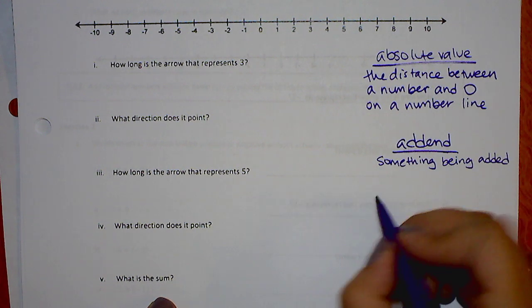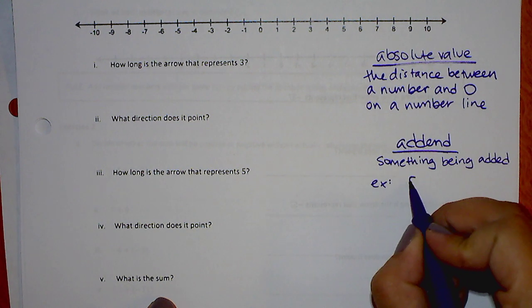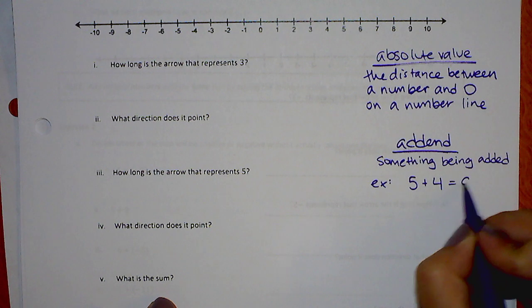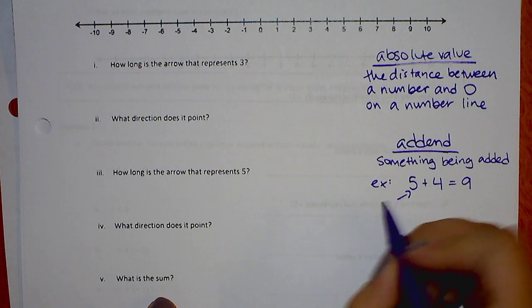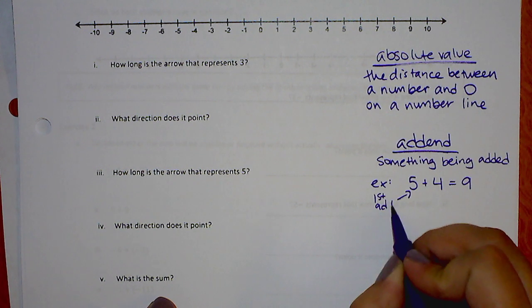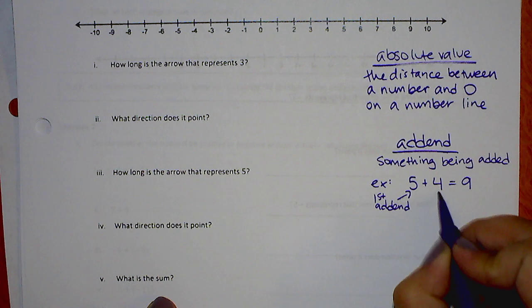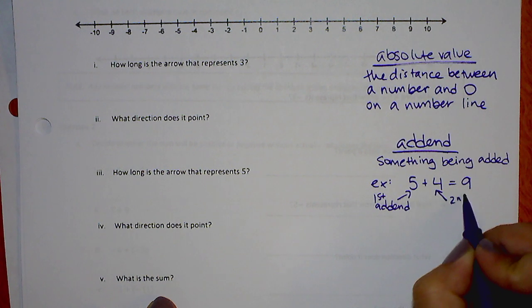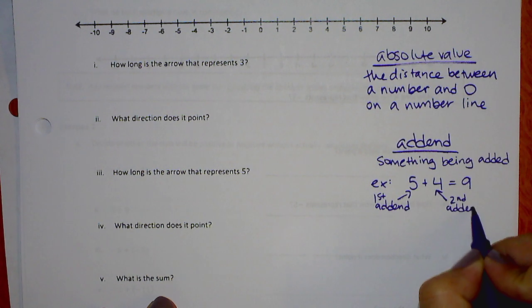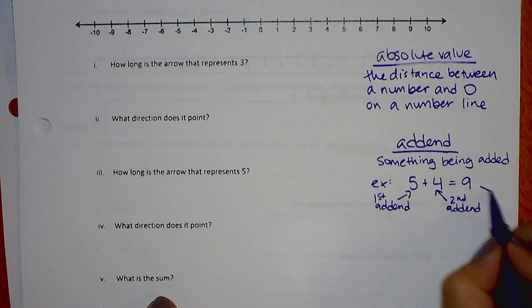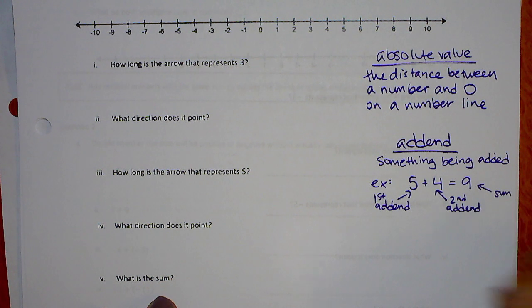For example, if I'm saying 5 plus 4 equals 9, this is my first addend, 5. And this is my second addend, 4, and 9 is my sum. Write that down.